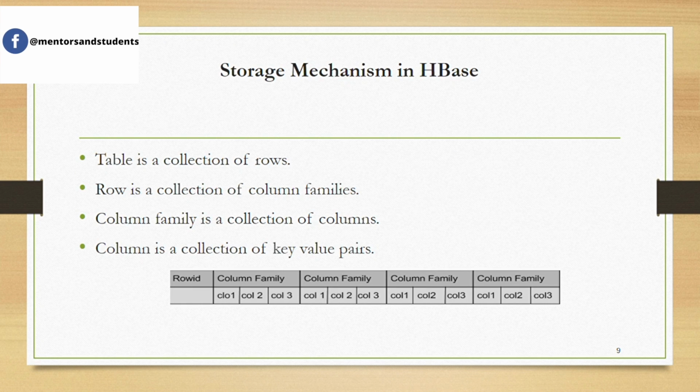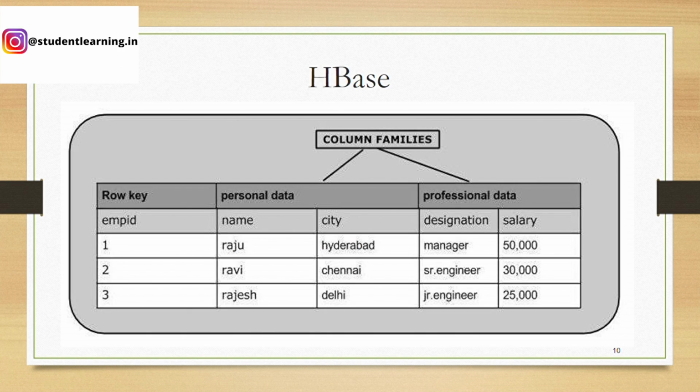Next is the storage mechanism in HBase. The storage mechanism in HBase is based on column families. That means there are a number of column families in HBase. A column family is a collection of columns, and a column is a collection of key value pairs. A row is a collection of column families, and a table is a collection of rows. So this is a proper dataset in terms of HBase.